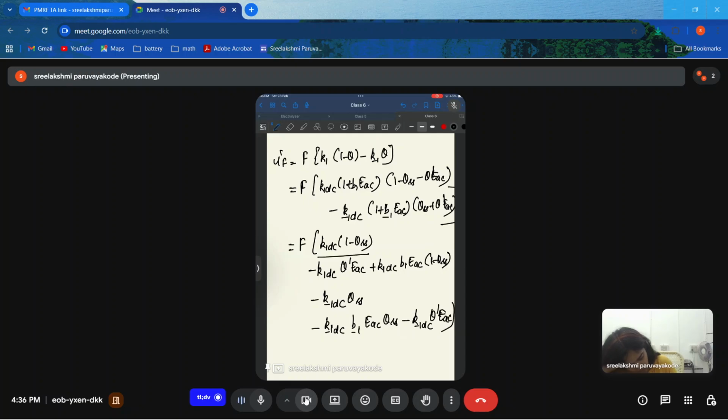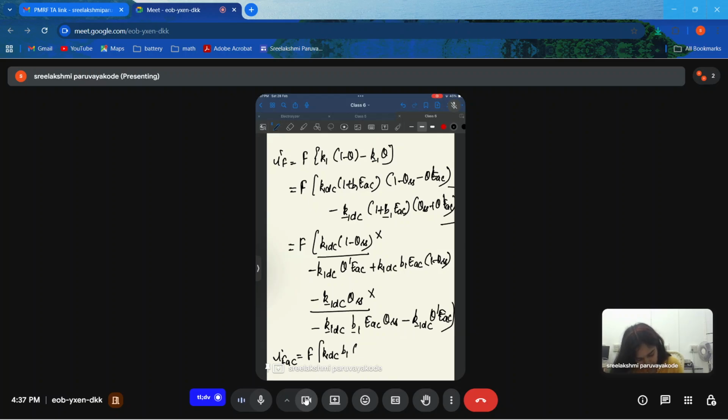So if you see K1 DC (1 minus theta SS) minus K minus 1 theta SS, that is nothing but IF DC. So I'm going to neglect this term and this term. So IFAC becomes F, and there is a negative term. F into K1 DC B1.